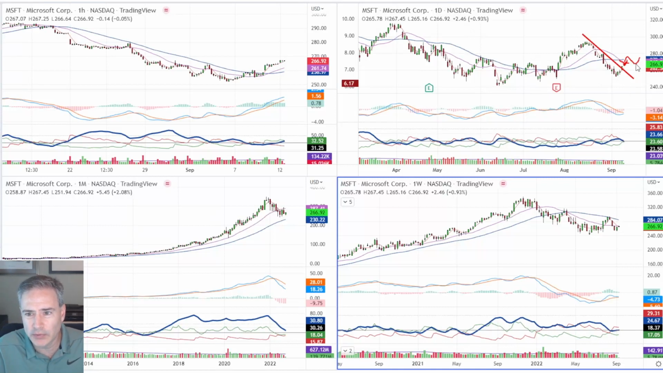We've got a 1 and a 2 here. Maybe we form a 1 and a 2 here, and now we know we've got some potential maybe to work our way up towards 295 and 300. And if I want to take that trade, I'm probably going to use the hourly to control risk and get the risk reward to make sense so I can put this trade on and make a move up to here.